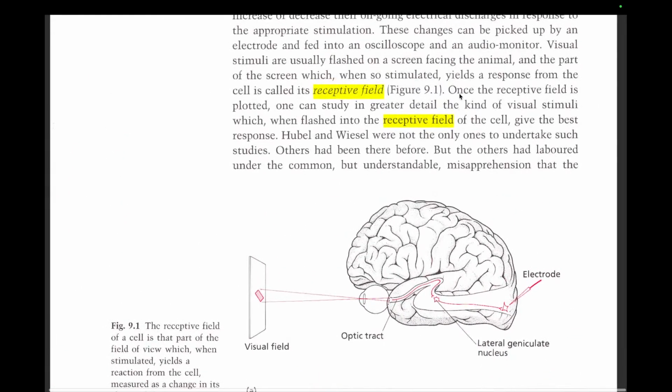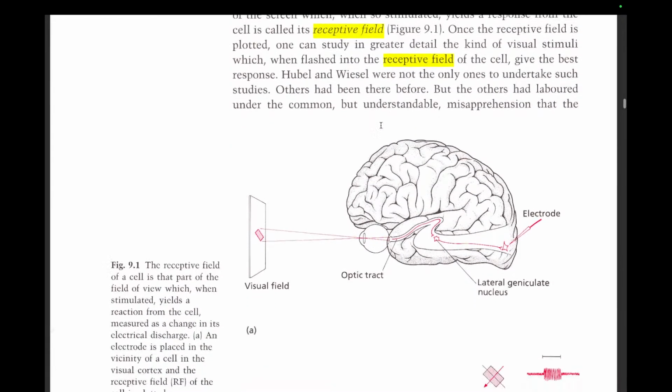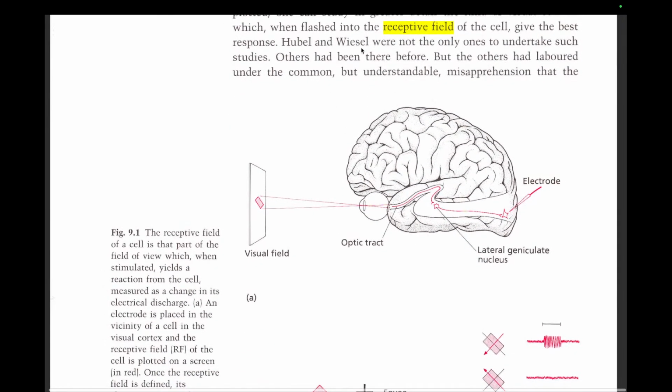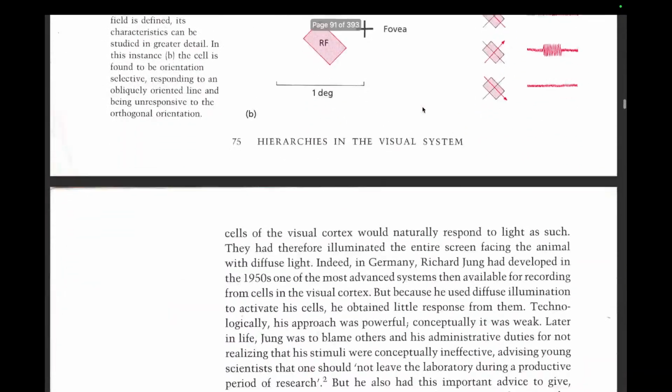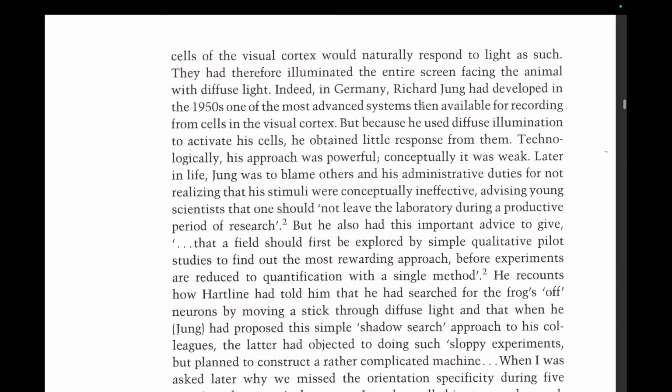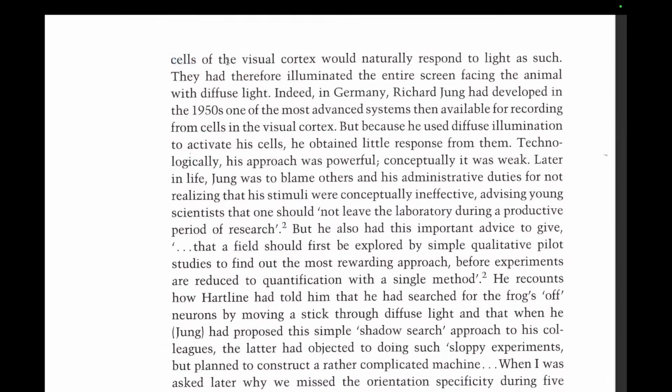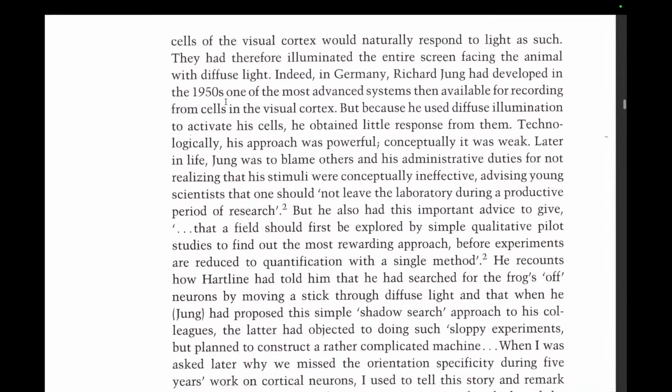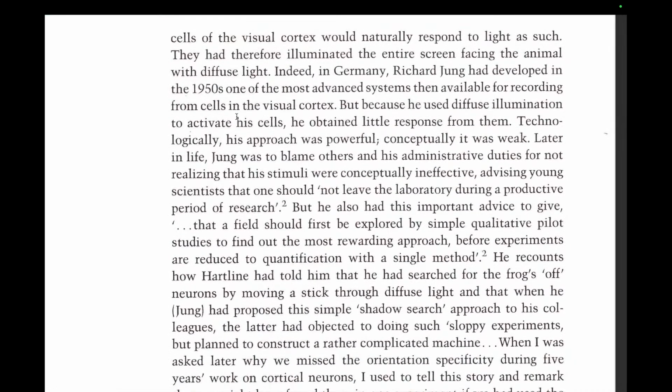So once the receptive field is plotted, one can study in great detail the kind of visual stimuli which, when flashed into the receptive field of the cell, give the best response. Hubel and Wiesel were not the only ones to undertake such studies. Others had been there before, but they had labored under the common but understandable misapprehension that the cells of the visual cortex would naturally respond to light. This is another thing: not all parts of the brain that are responsible for vision pick up light.